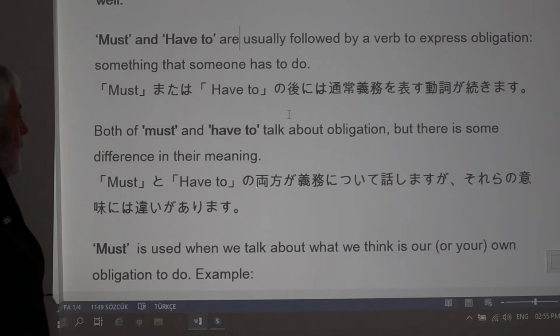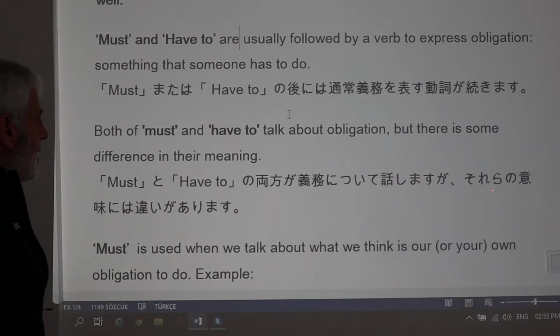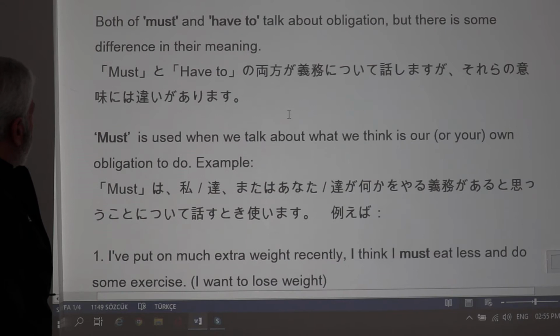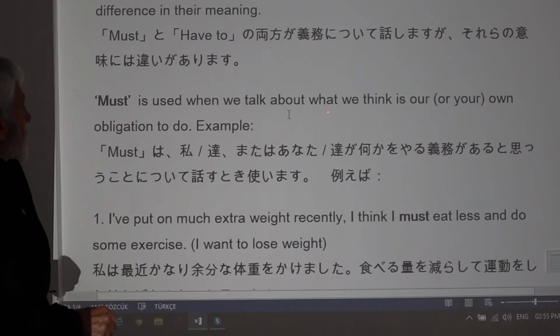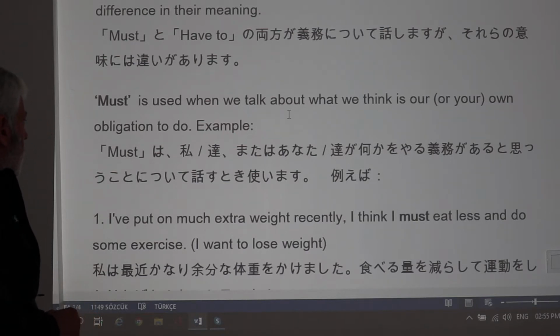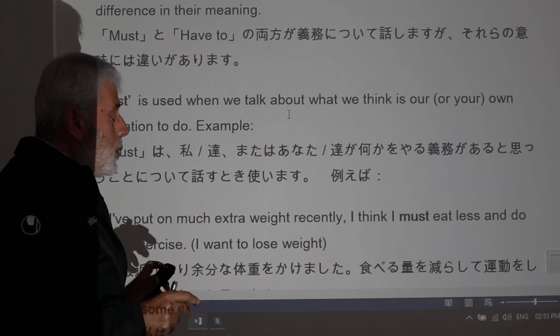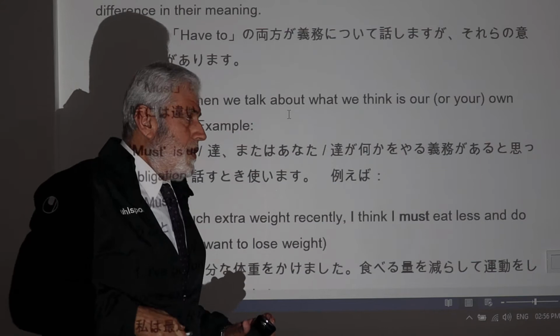Must と have to の両方が義務について話しますが、それらの意味の違いはあります。この授業でその違いが何か学びましょう。So, must is used when we talk about what we think is our own, or perhaps your own obligation to do. Must is used when we talk about what we think is our own obligation or your own obligation to do.